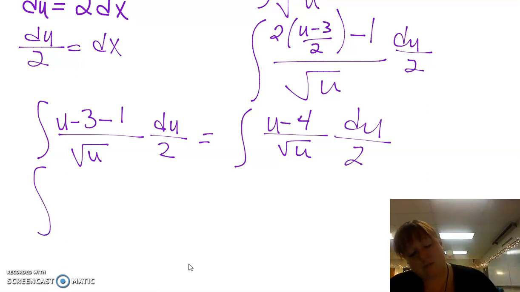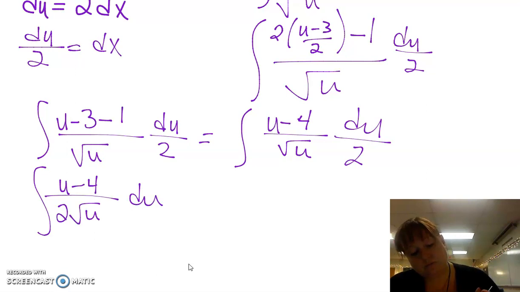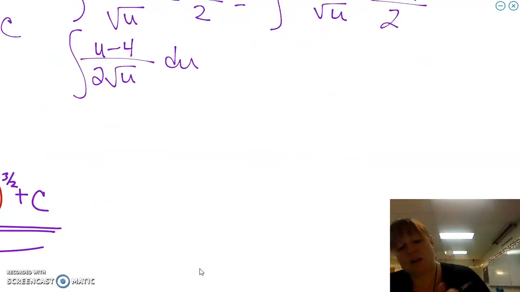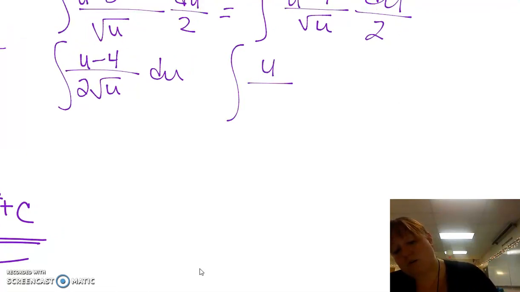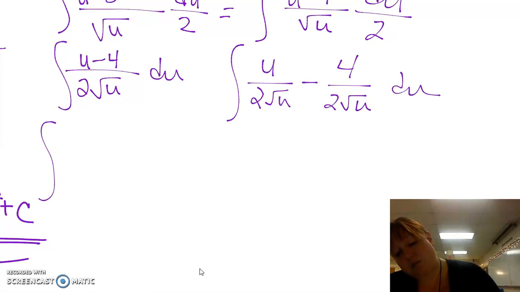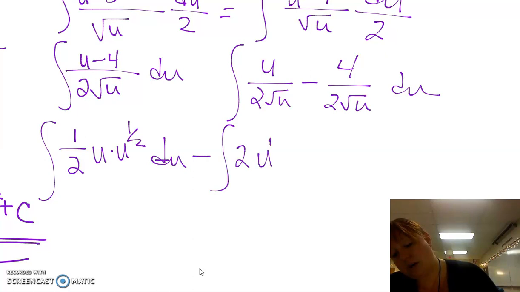And so then we're going to go ahead and simplify that. U minus 4 over 2 square root of u du. And then, hang on, let me make sure. Okay, and then we're going to go ahead and simplify this because this won't work because we still have something in the denominator. So we're going to look at this as u over 2 root u minus 4 over 2 root u du. And then we're going to simplify that some more. That's 1/2 u times u to the 1/2 minus 2 u to the negative 1/2 du, which should both be negative 1/2.